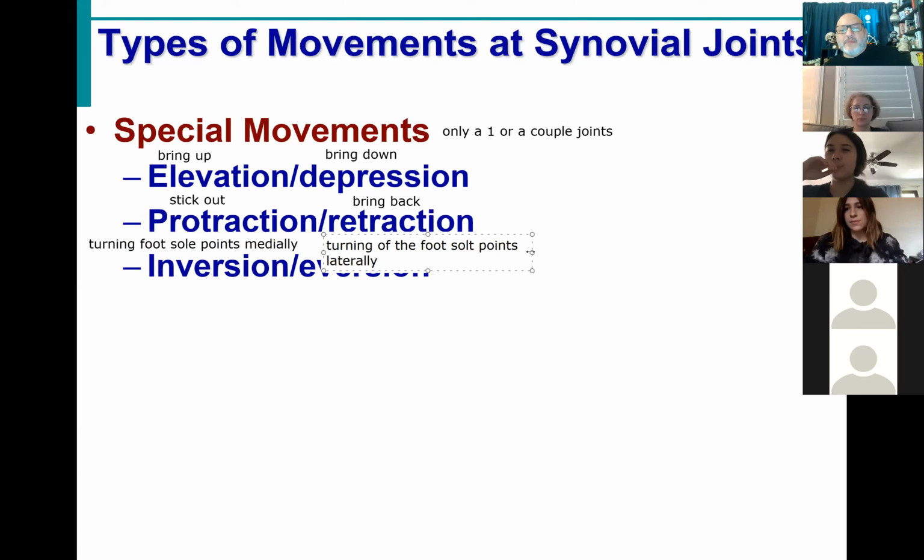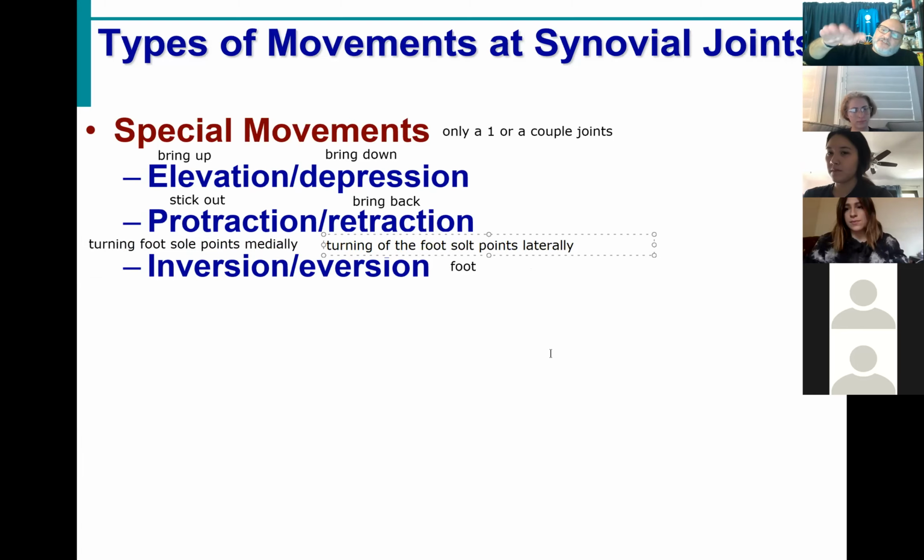And that's actually how I remember it. If I think I've stepped on a piece of gum, and I want to see if I've stepped on a piece of gum, I invert my foot so that I can see. If I want everyone else to see if I've stepped on a piece of gum, I would evert for everyone. So evert for everyone, invert for me, to see if I've stepped on a piece of gum.